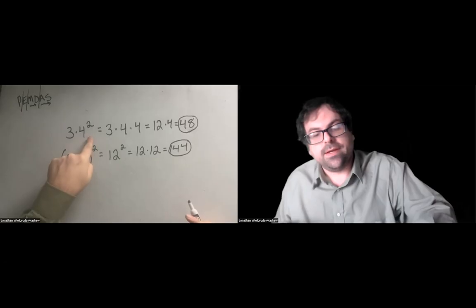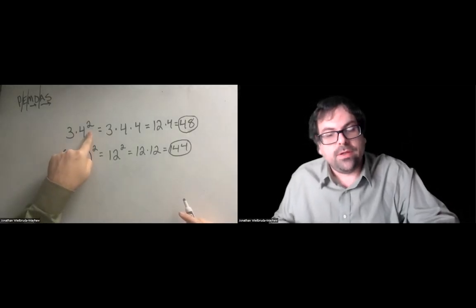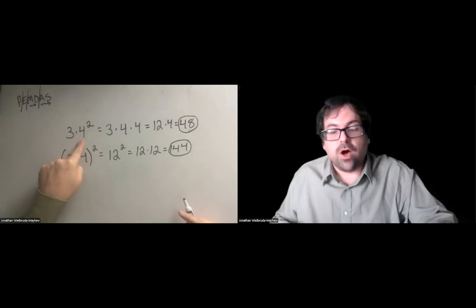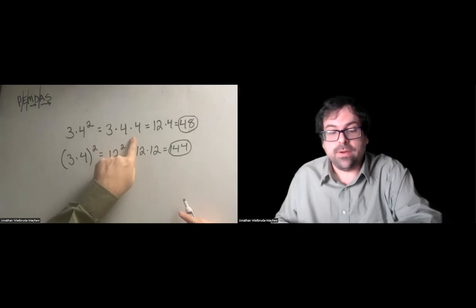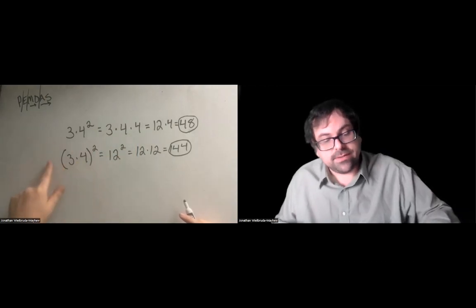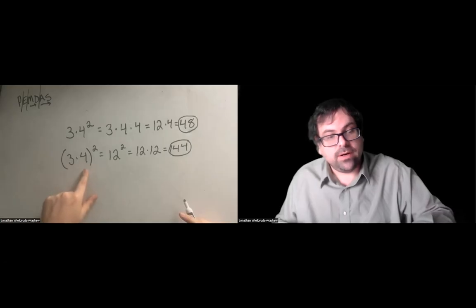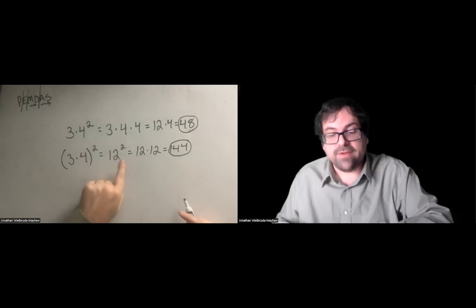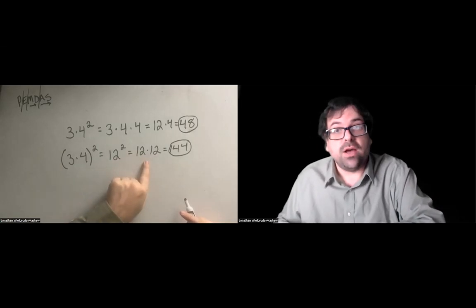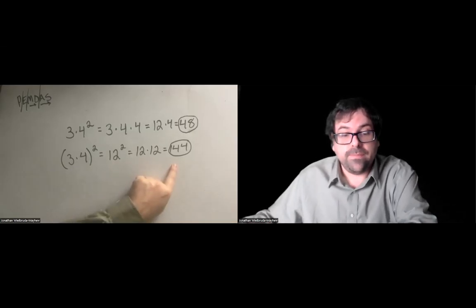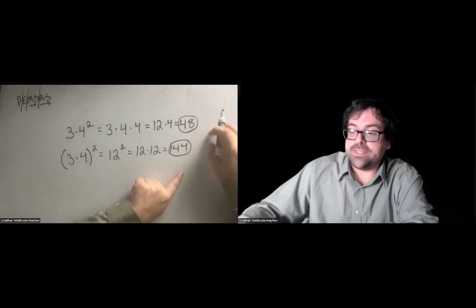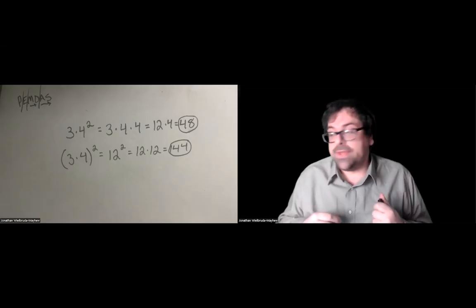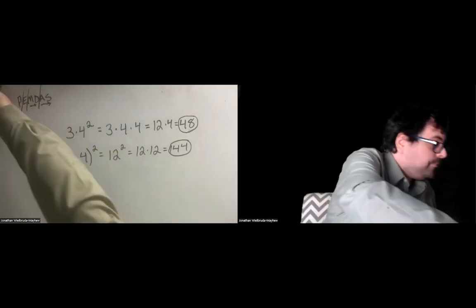So see the difference. In this first one, the exponent of 2 is only attached to the 4. So all we'd square is the 4. Here, the parentheses group the 3 times 4 together. We work in parentheses first. 3 times 4 is 12. So we have 12 squared, which means 12 times 12, which means 144. So 2 very different answers. The only thing that's changed in the problem is parentheses are in one, but not the other.